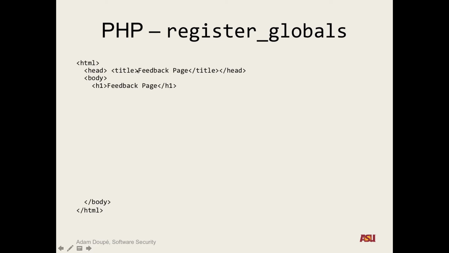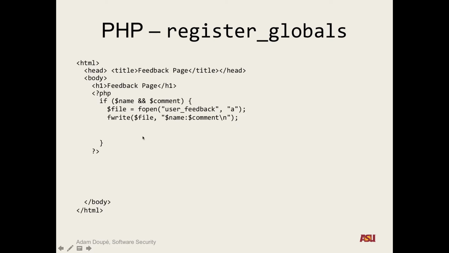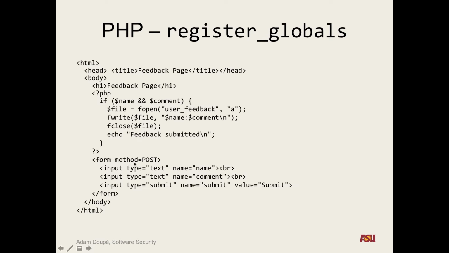So for instance, let's say I have this feedback page here. I have some feedback code, and I say if there's a name and a comment, then I'm going to open this user feedback file with append only. I'm going to write out name : comment, and then close that file. And then I'm going to say, hey, good job, you submitted the feedback. Right? And so in my post method, I'm going to have a form on here with a post with a name and a comment field and a submit button.